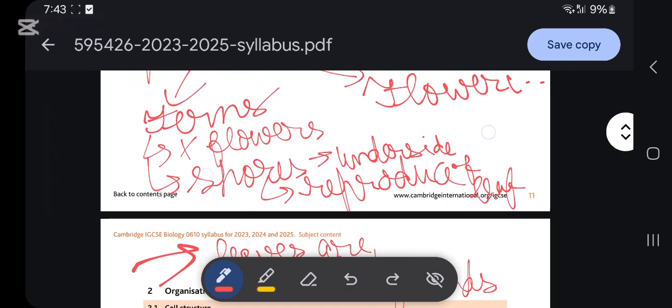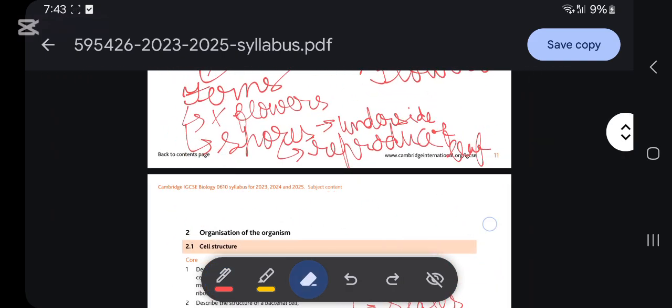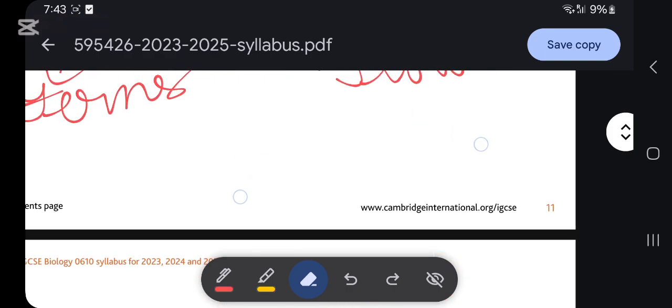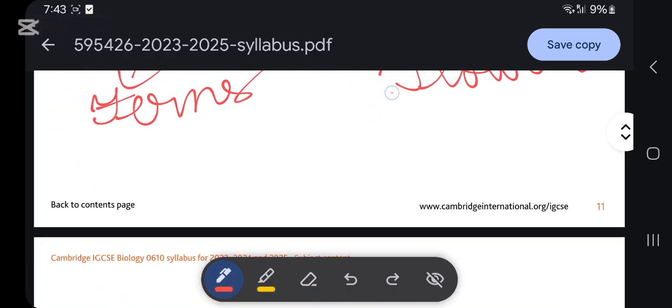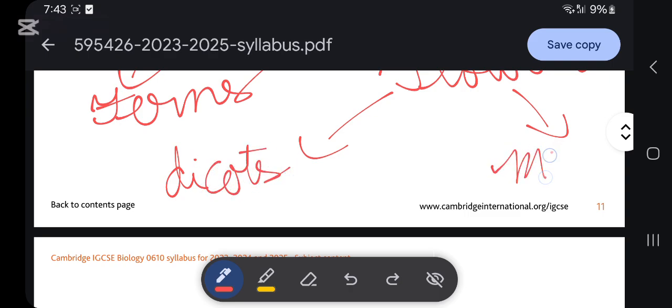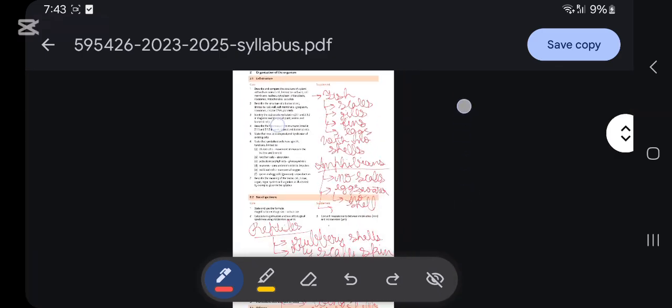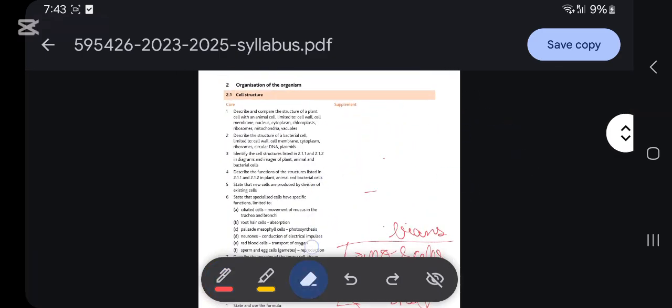Then next, dealing with flowering plants. Flowering plants are again divided into 2 types: dicots and monocots. First of all, we'll be dealing with them separately. Let's deal with dicots first.